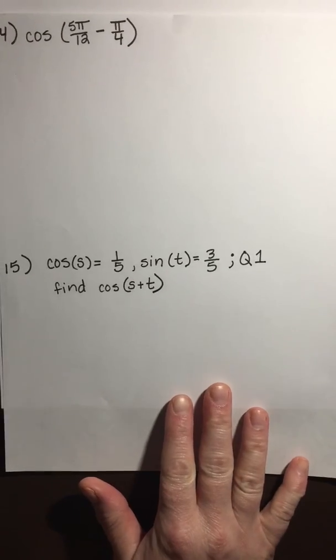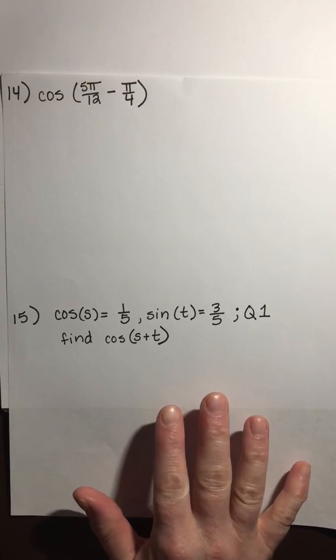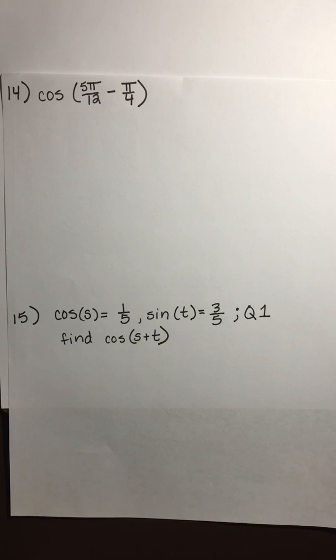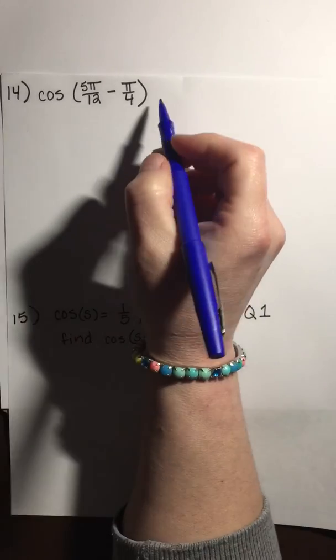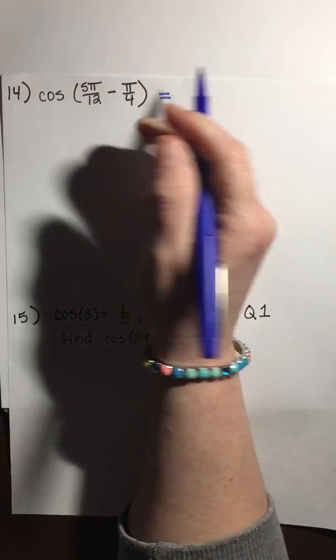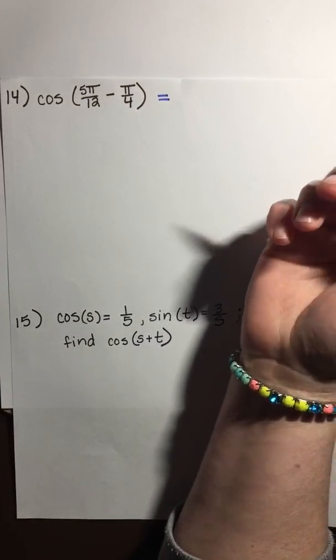All right, and then the last two. We've got the cosine of 5 pi over 12 minus pi over 4. Well, 5 pi over 12 is not on the unit circle. So what I'm going to try to do is put these together. Just go ahead and subtract them and see what happens.